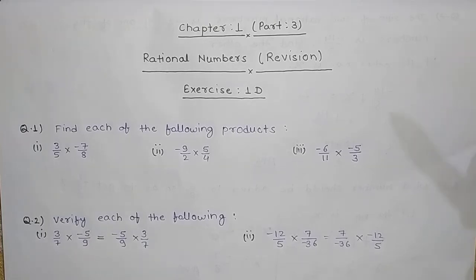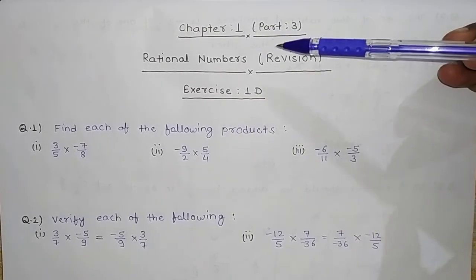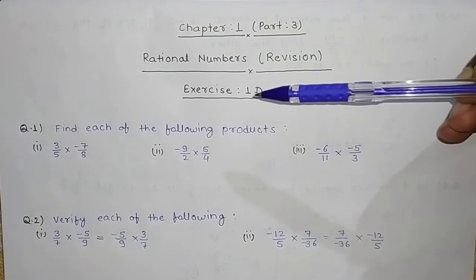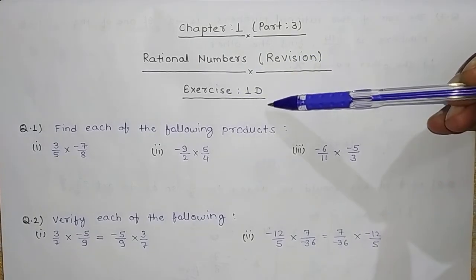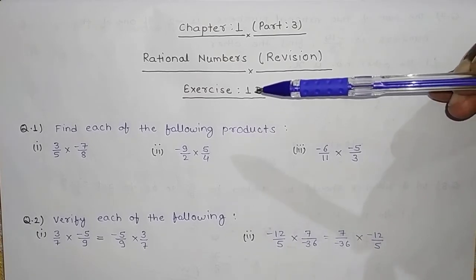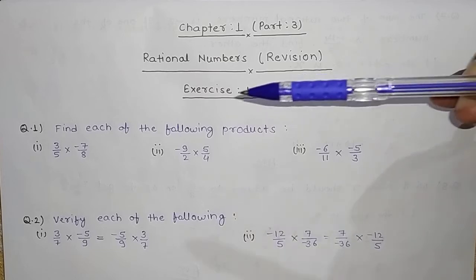Hello dear students, here I am going to discuss chapter number 1 part 3, that is rational numbers, and this is revision part and exercise 1D. In previous part we have discussed exercise 1B and 1C, and in this part we are going to discuss exercise 1D.